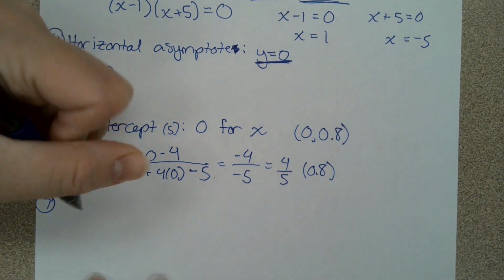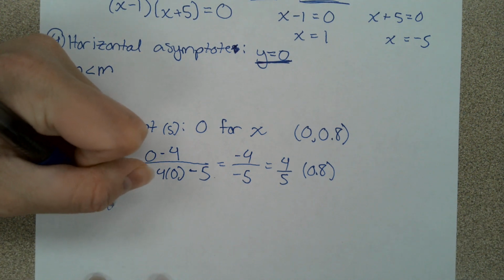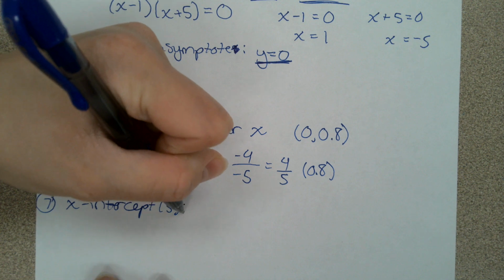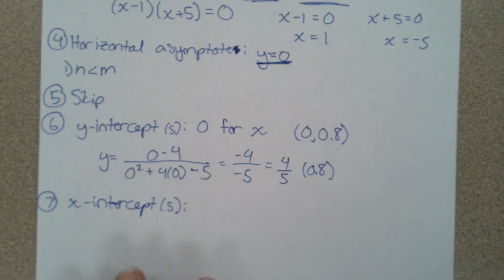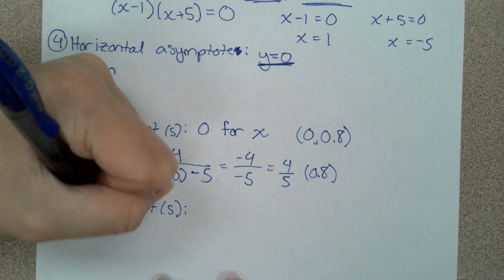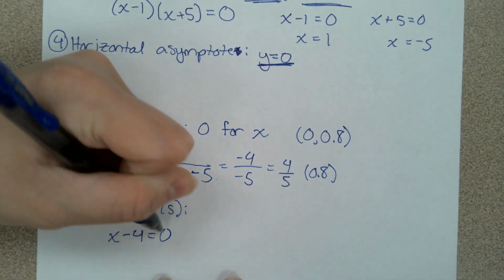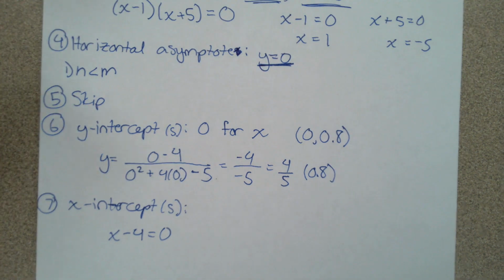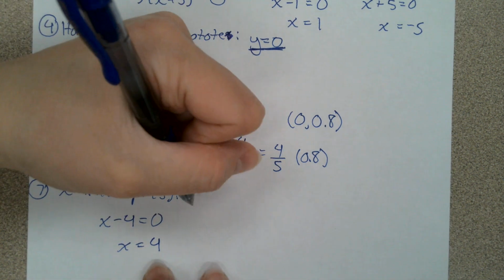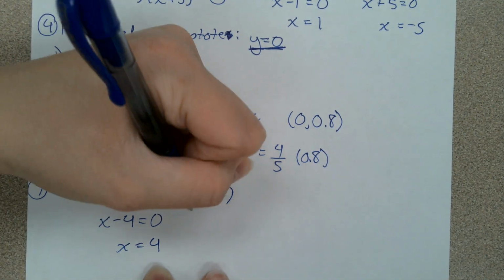7. Your x-intercepts. Again, this is just where you set the numerator equal to 0. So our numerator was x minus 4. So then x equals 4. So our x-intercept is at (4, 0). We only have 1.